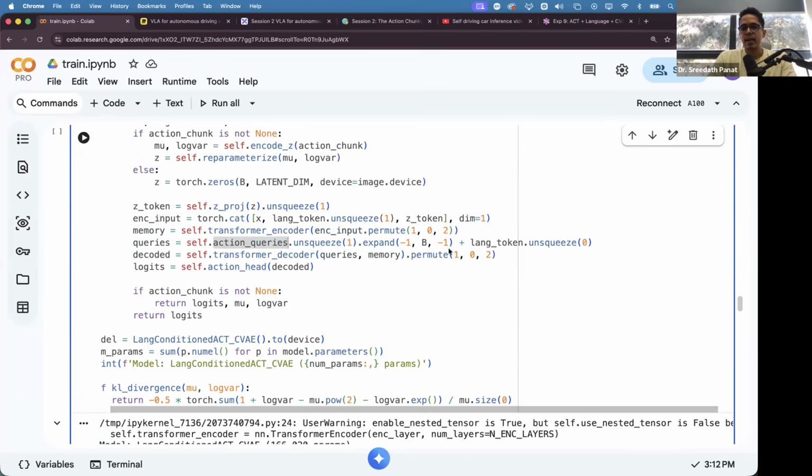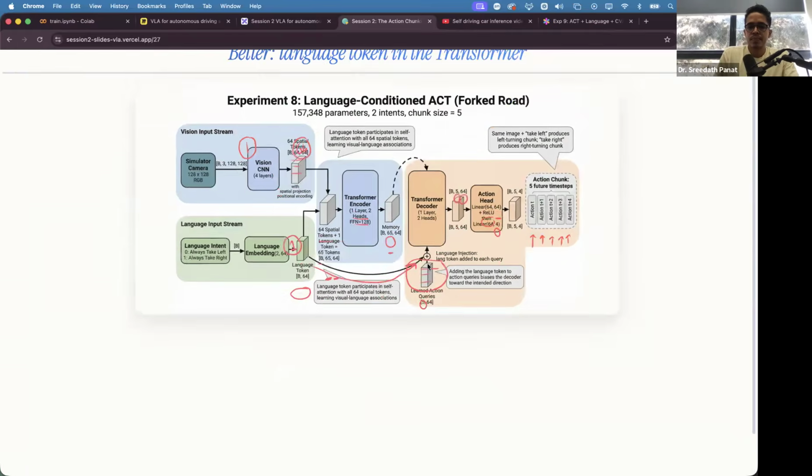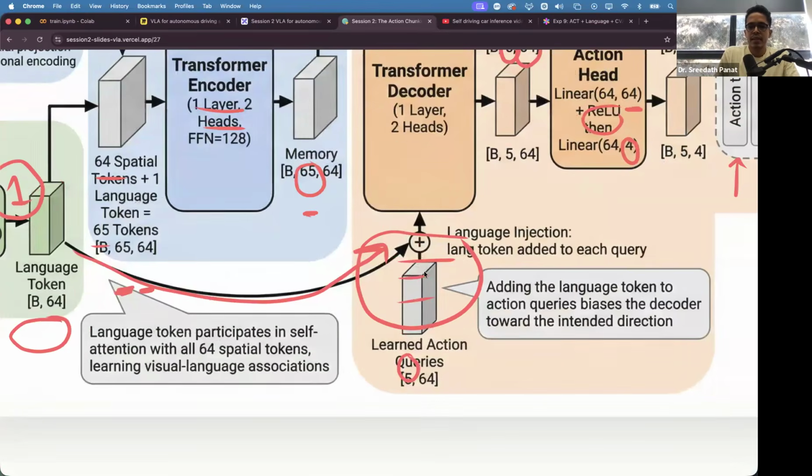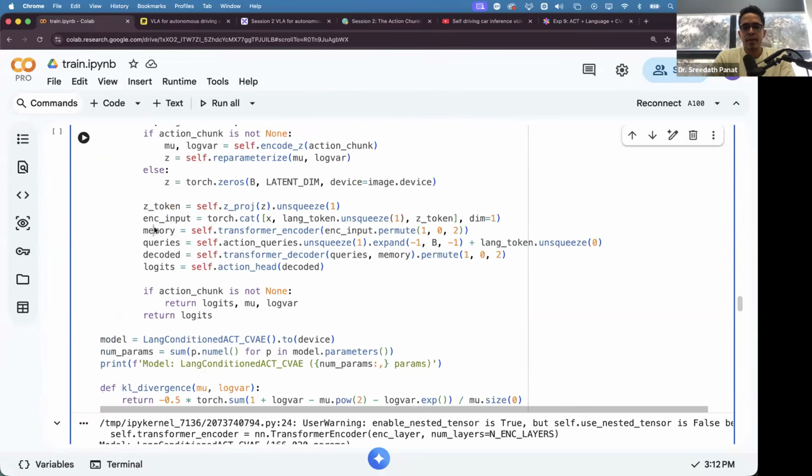Plus, the action queries are conditioned on language. So you see this plus language. This is what we saw here, action queries in this image. See this, action queries are conditioned on language. That is what you see in this part of the code. These are action queries plus language conditioning. Those two, the output from the encoder and the language-conditioned action queries, are passed into the transformer decoder, queries, comma, memory. And then you finally have the logits.